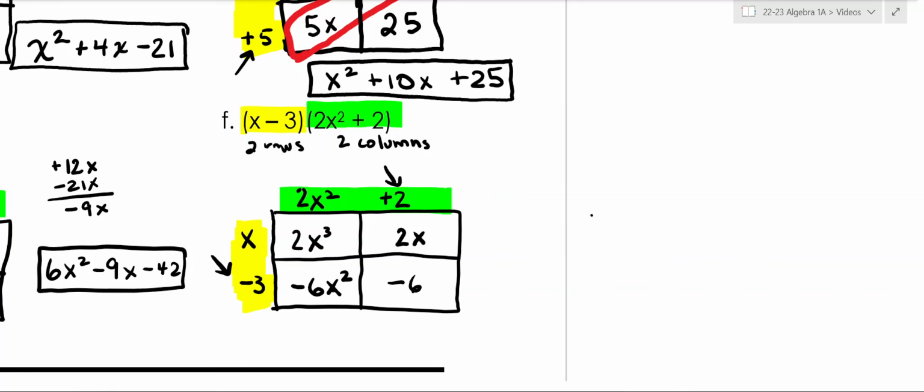Now, do you see any like terms? No, because in the first box, we have an x to the 3rd power. Nobody else has x to the 3rd power. In this bottom box over here, I have negative 6x squared. Nobody else has an x squared. In this top right, 2x, this is just x to the 1st power. Nobody else. And the bottom is just a constant. So no, there are no like terms.